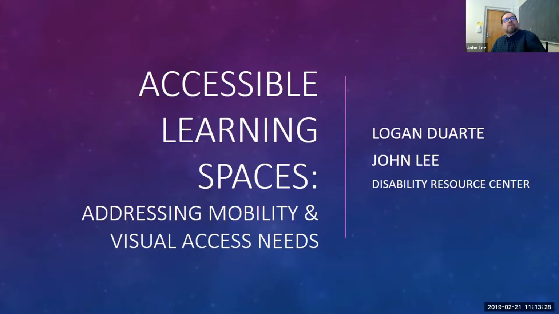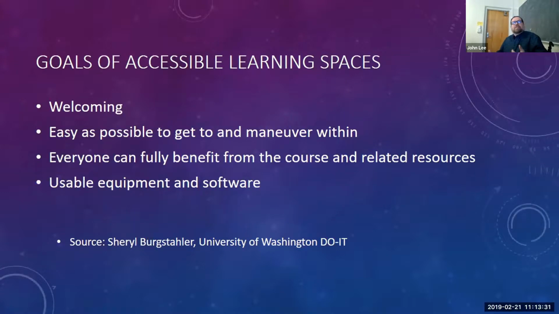So that said, we're going to start with what we call the goals of accessible learning spaces. We're looking at classroom, but we're also looking at out in the field, wherever the learning's taking place. But a lot of what we'll refer to will be in spaces like we're in right now. So first and foremost, welcoming. We want people to feel like, hey, this is a space where I'm going to be able to learn with my peers and feel like whatever my diversity is going to be acknowledged and included in that. There are a lot of ways we can communicate that, very obvious and sometimes not so obvious, but we want to make that important. Easy as possible to get to and maneuver within.